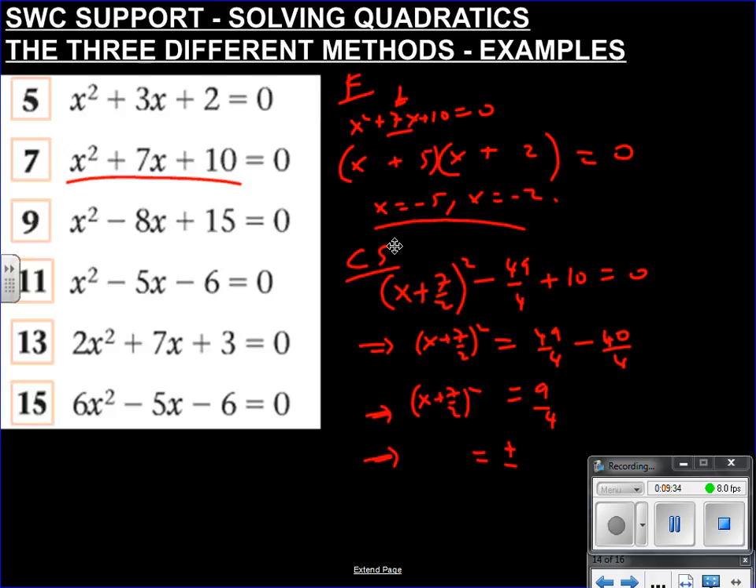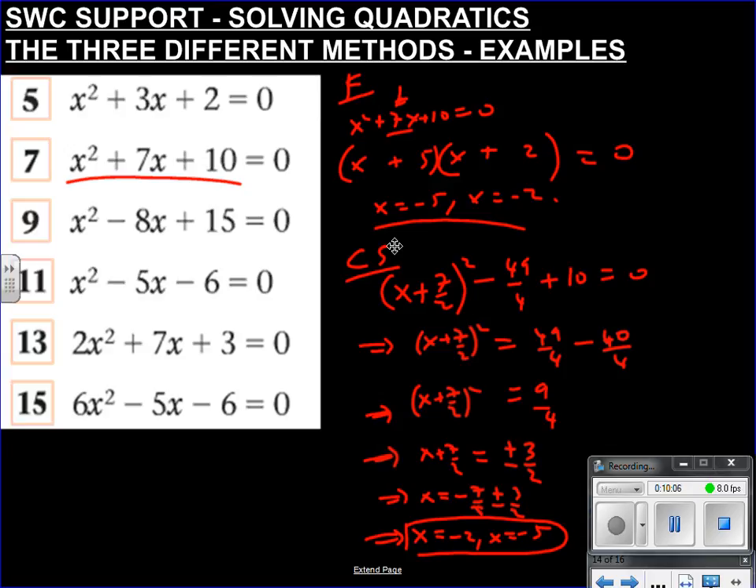Square root everything, so plus or minus the square root of 9 over 4 is 3 over 2. And that gives you x plus 7 over 2, so x equals minus 7 over 2 plus or minus 3 over 2. So therefore, x equals minus 7 over 2 plus 3 over 2 is minus 4 over 2, which is minus 2, as we wanted. Or x equals minus 7 over 2 minus 3 over 2, which is minus 10 over 2, which is minus 5, as we wanted.